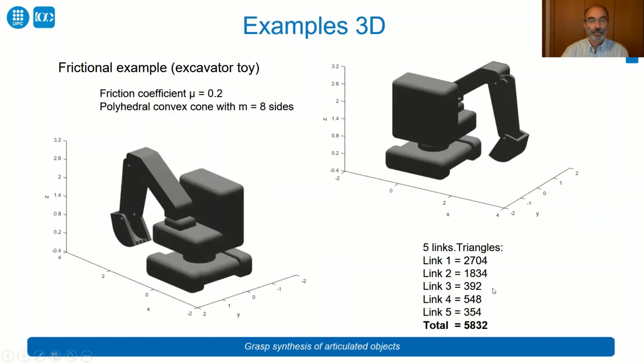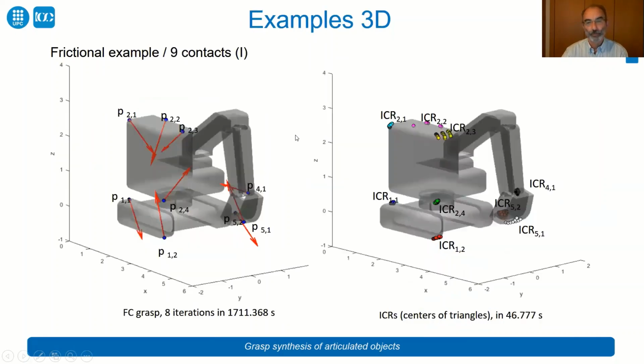Let's deal now with a more complex object. It has 5 links, and the number of triangles to model the object is 5,800, approximately. The same parameters for the friction considerations. So here we have a solution using 9 contacts. These are the contact points that produce the force-closure grasp of the object, and these are the independent contact regions represented as the center of the triangles that belong to the independent contact regions.